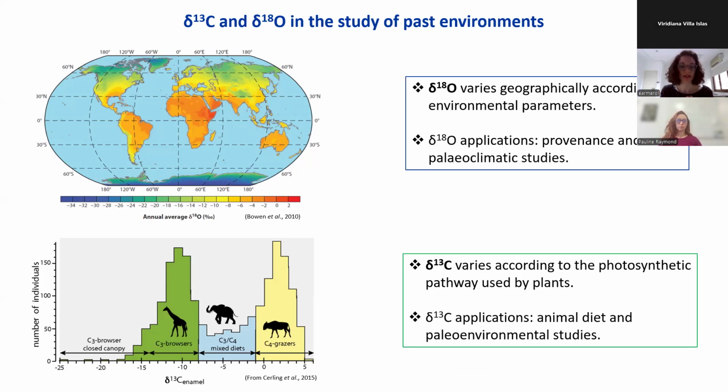Carbon isotopes are very useful for reconstructing animal diet, and also the environment and habitats in general in which this animal lived.